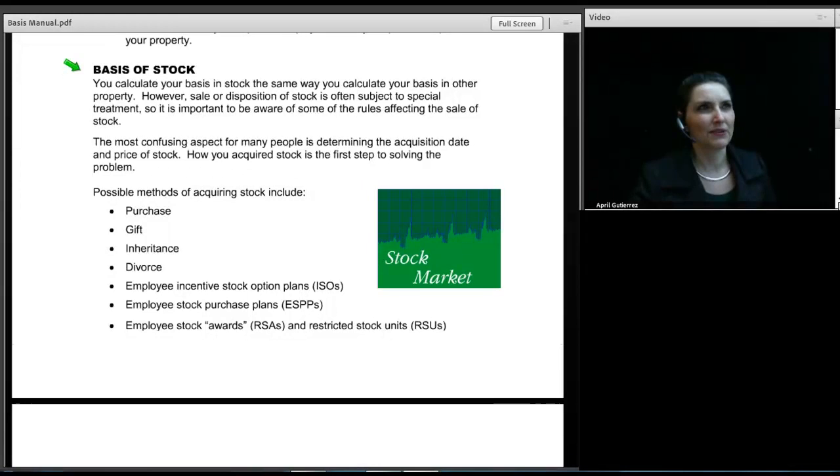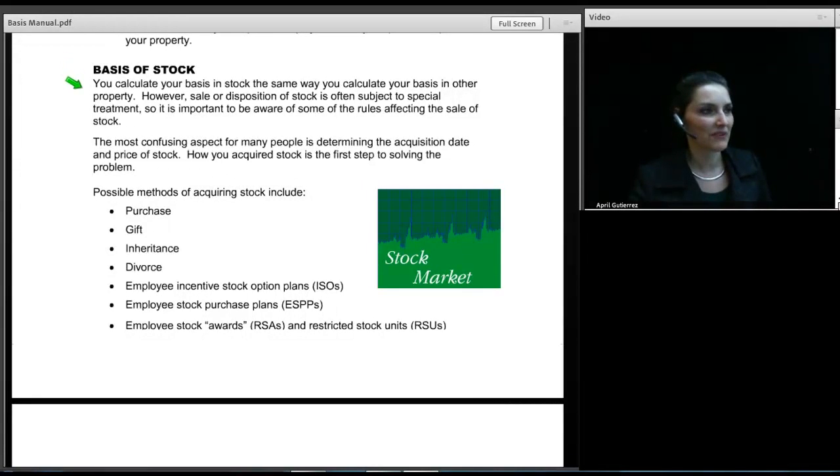Stock should be simple. You buy it, you hold it, you sell it. You pretty much have a brokerage account telling you when you bought it and what you paid for it. And then you have another brokerage statement telling you how much you sold it for, so how could the basis of stock be that complicated? Well, actually, it is kind of a mess.